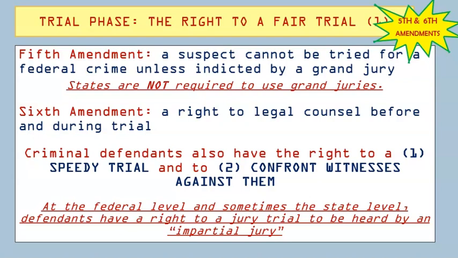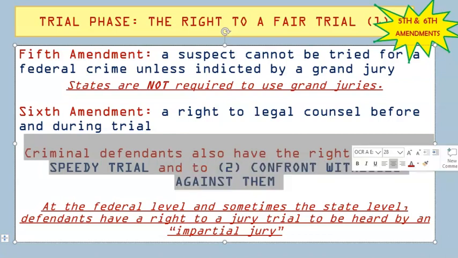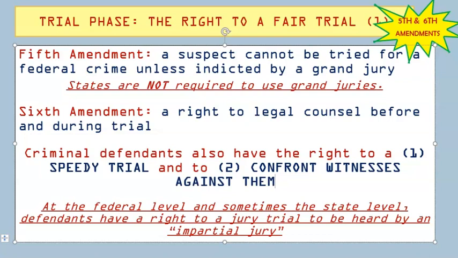And so the Sixth Amendment, we determined through Gideon that established that the states had to provide legal counsel before and during trial. And it says that also under the Sixth Amendment, criminal defendants have the right to a speedy trial and to confront witnesses against them. So if they think that the person is saying something untruthful, they can in fact cross-examine them if they represent themselves, or their attorney can cross-examine that person.